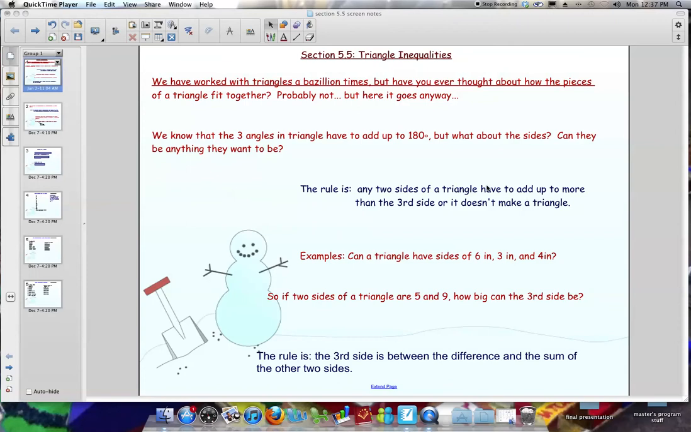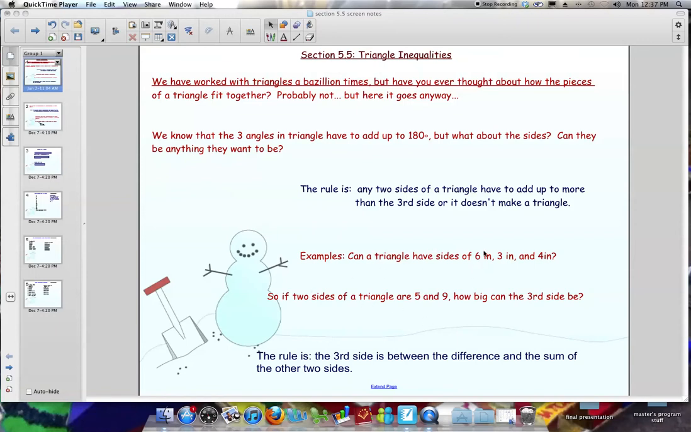To make this work, you really only have to check the smaller two to make sure that the smaller two are bigger than the big one. So the only one we really have to check is, is 3 plus 4 bigger than 6? It would always be true that the big ones will be bigger than the small one. But the two smaller ones have to be bigger than the biggest one in order for it to be a triangle.